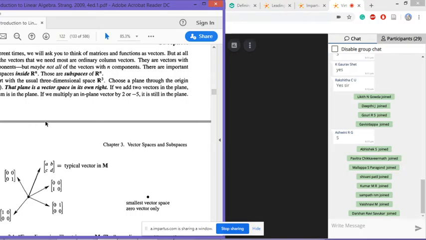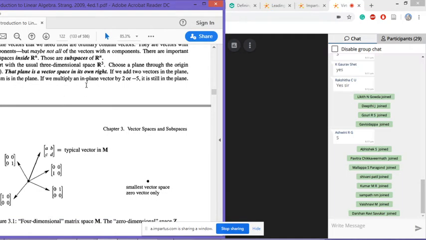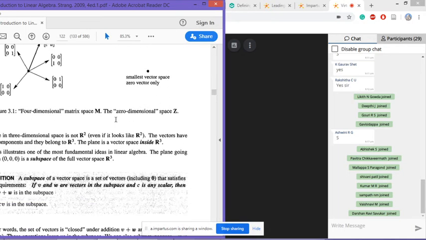If you write it as a column vector, in this textbook they have given commas, which means it goes to the next row. Whenever it is written in brackets with commas, you can read it as 3 rows and 1 column. That plane is a vector space in its own right. If we add 2 vectors in a plane, their sum is in the plane. If you multiply an in-plane vector by 2 or minus 5, it is still in the same plane.